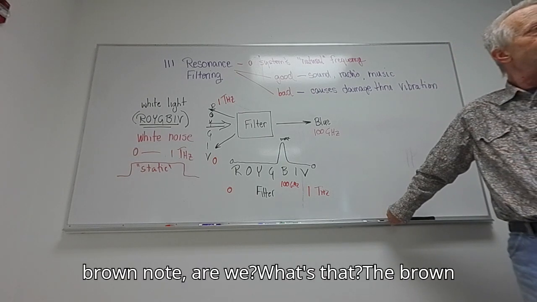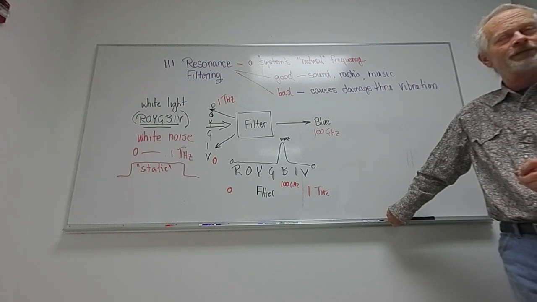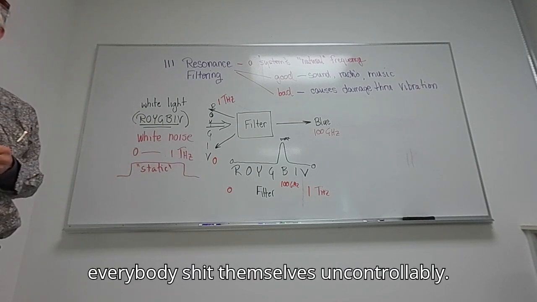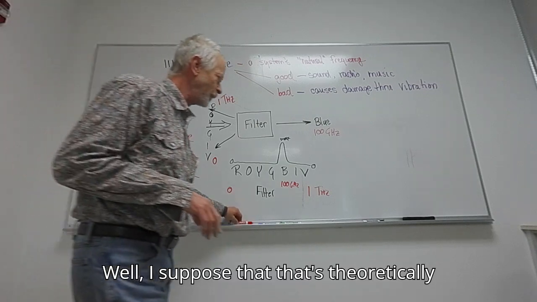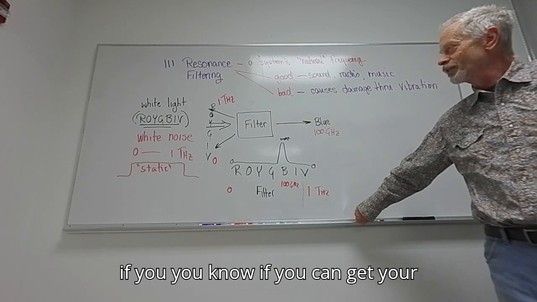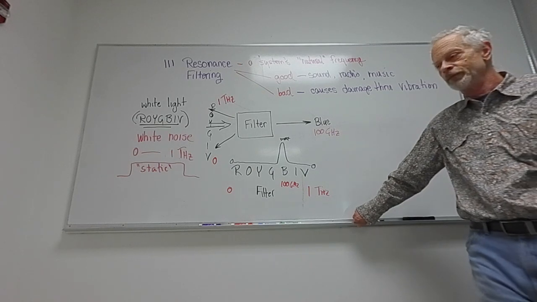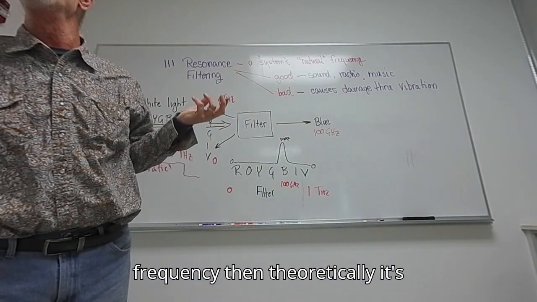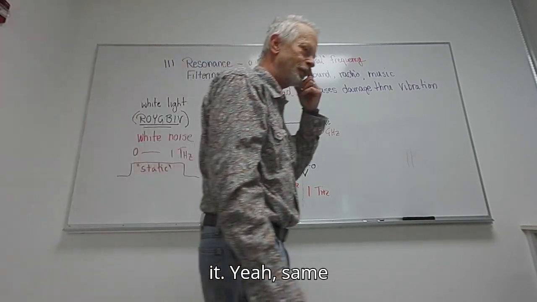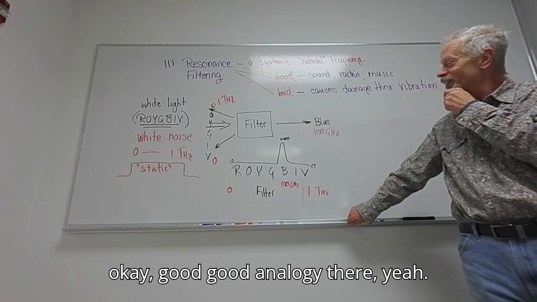We're not going to try and determine the brown note, are we? What's that? The brown note. I don't know what you mean. It was a theoretical note back in like World War II or something to make everybody lose control of their bowels. Well, I suppose that that's theoretically possible. Your intestines have a frequency at which they churn, and if you can stimulate that frequency, then theoretically it's possible. It's kind of like shaking up sand and you can just stick your hand in it. Yeah, same basic idea. Okay, good analogy there.